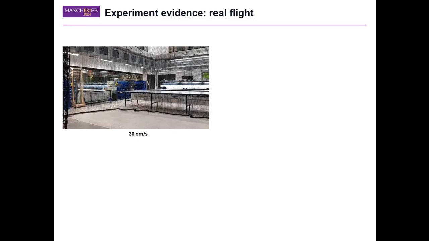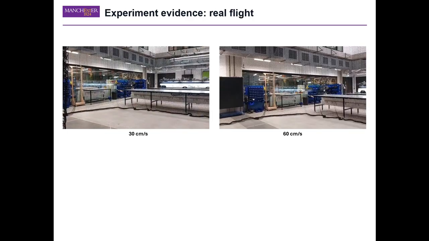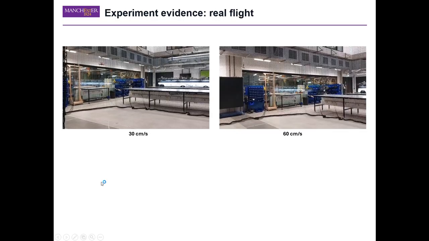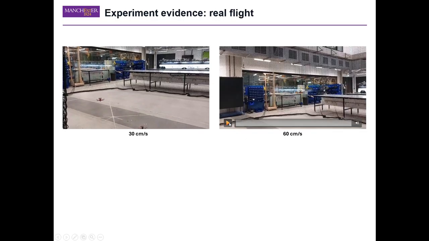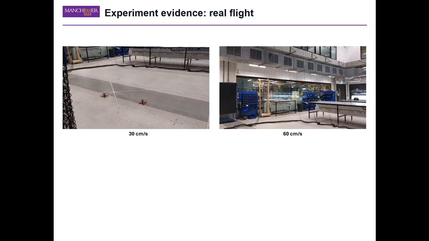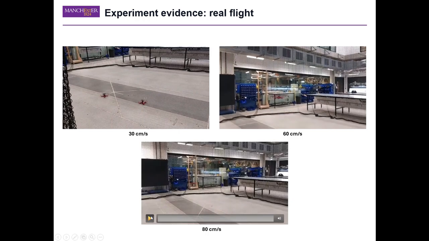This slide shows the real flight of the drone when the controller is applied. In the first scenario, the drone is set to move at 30 centimeters per second. It follows a gentle trajectory with no noticeable overshoots. A similar control trajectory is shown by the 60 centimeters per second speed setting. In both cases, the drone lands safely at the target location.